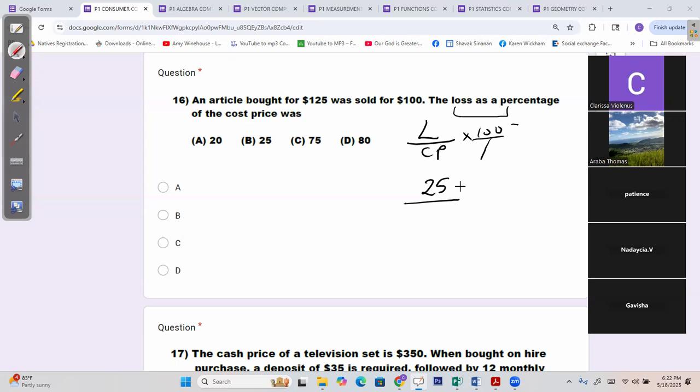I'm watching the chat. We're going good, guys. Don't let me down. Don't let me down. You tell me where I get 125 from. The article was bought for 125 and sold for 100. You tell me where the 25 come from. You tell me how you just find loss in the same way you find profit. You subtract. Come on.